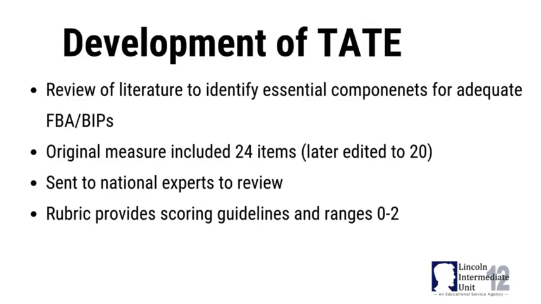The scores range from 0 to 2, 0 being not present or in place at all, 1 being partially in place, and 2 being fully in place. And this is very similar to if you've done any sort of PBIS fidelity tool, a tiered fidelity inventory. Those are the similar types of score ranges and rubric that you would see.